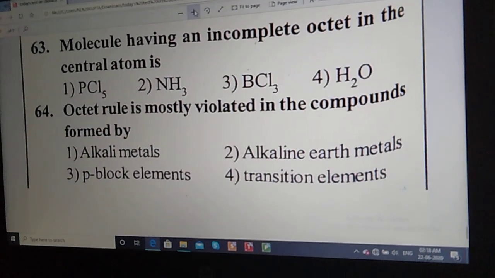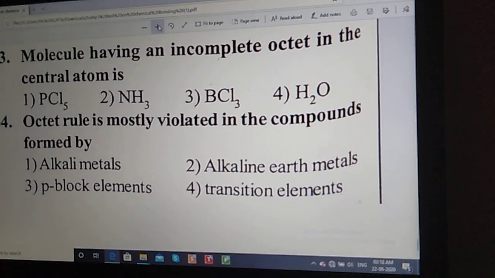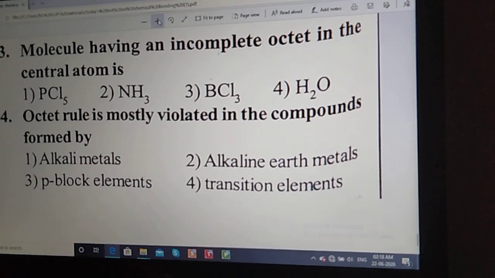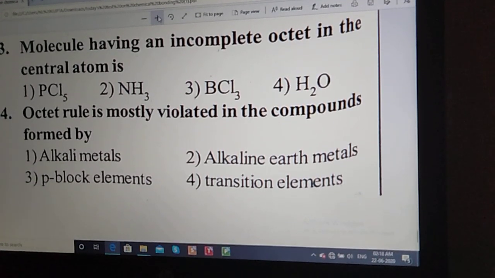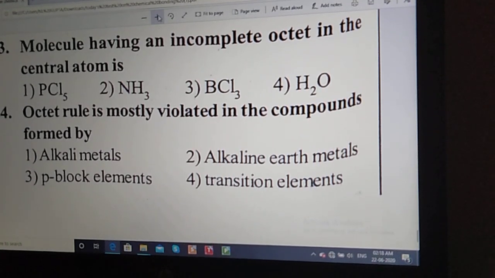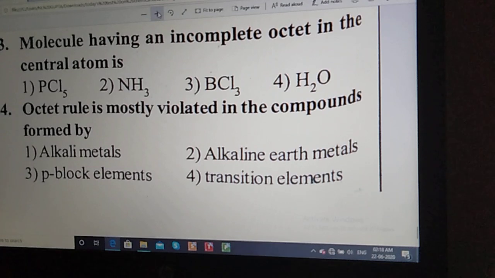Now the last problem, number 64. The octet rule is mostly violated in which compounds, students? The options are alkali metal, alkaline earth metal, p block element and transition metal. Dear students, the alkali and alkaline earth metals do not violate the octet rule. Only p block elements violate the octet rule. Whatever non-metals are there, they mostly violate the octet rule. So the correct option will be option number 3.